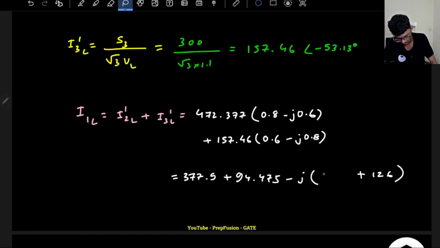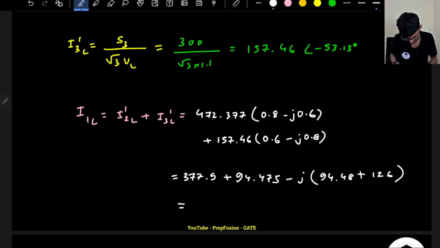So this is 94.476, that is 94 approximately. So this value comes out to be 377.9 plus 94, how is this so less? Oh, this is less only. This one should not be less, right? 0.6 into 472. Yeah, I made a mistake. Okay, sorry. This will be 283.2. Yeah, now it is fine, I guess.